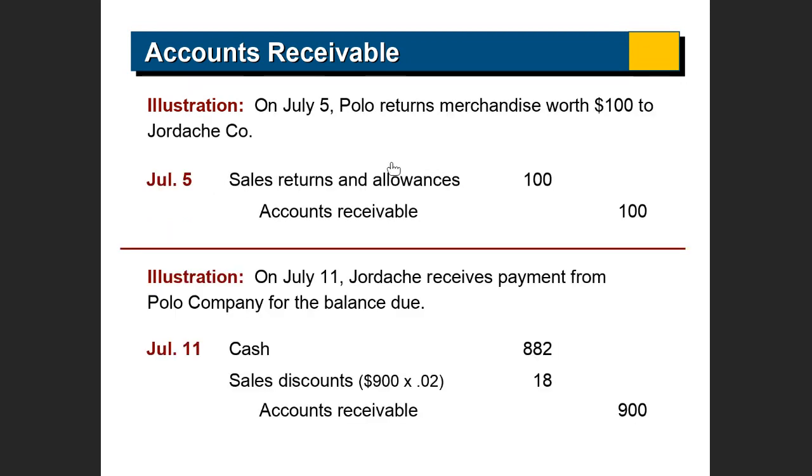Now, on July 5th, the Polo Company, who is the buyer, returns $100 worth of merchandise. So they return some items. What the seller is going to report is as follows: sales returns and allowances as a debit, and accounts receivable as a credit. Accounts receivable is reduced by 100, and sales returns and allowances is debited. Notice sales is not reduced directly. Sales returns and allowances are recorded instead, right?